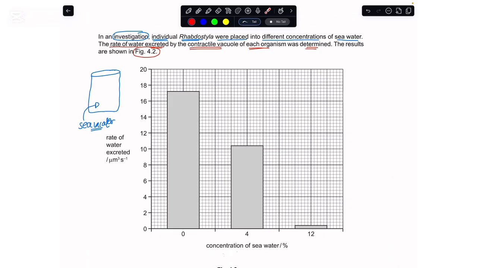For sure, when the concentration of the seawater is zero, a lot of water, or excess water, would be entering into the Rhabdostyla. So that is why they are removing more of it by their contractile vacuole. At 4 percent concentration of the seawater, less water is entering into the Rhabdostyla compared to this concentration. So for sure they are removing the water, but the rate of water removal is less. And at 12 percent concentration, very little water would be entering into the Rhabdostyla. So they would hold it rather than removing more of it by their contractile vacuole.